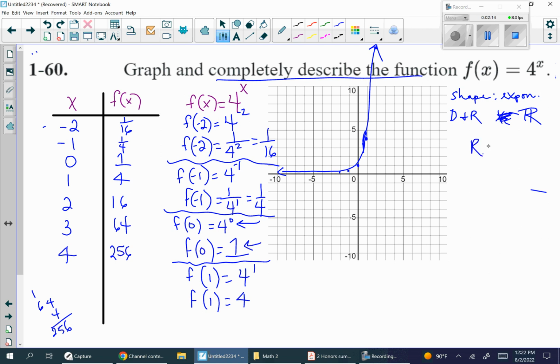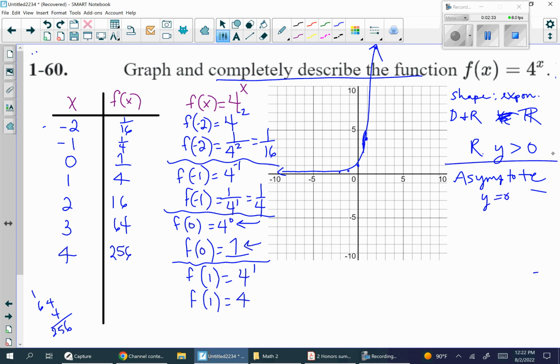I can use any possible domain. For the range, however, I'm never going to hit 0. There's no way to get 0. So our y values are all going to be greater than 0. We do have an asymptote, and our asymptote is at y equals 0.